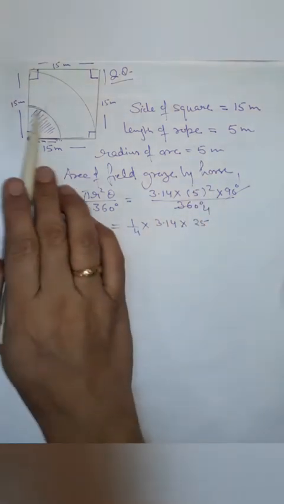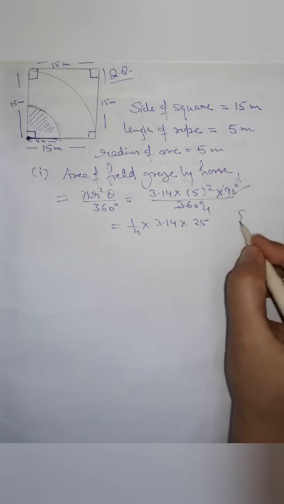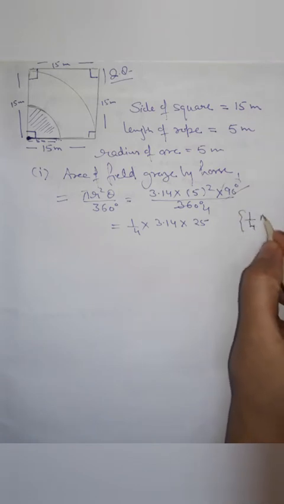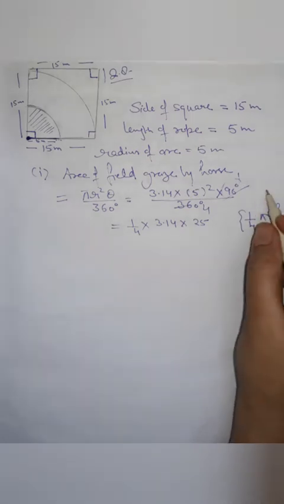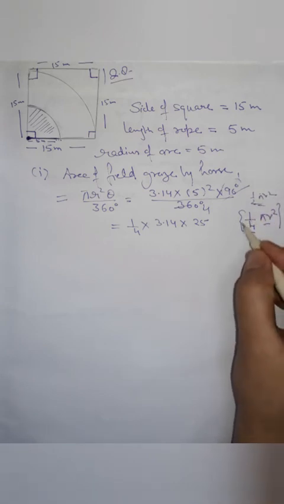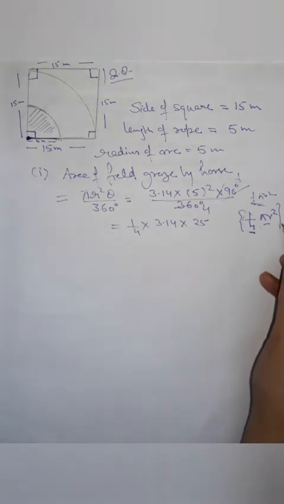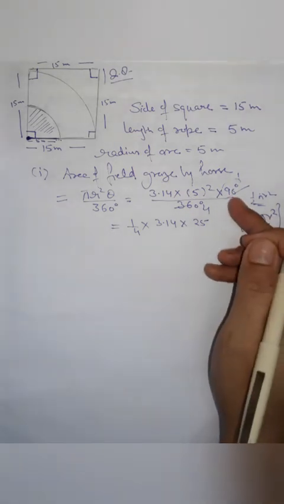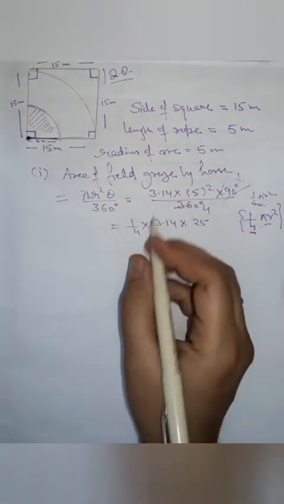As we know that this is a quadrant, so in spite of writing the central angle 90 degree directly, we can write 1 by 4 pi r square. As area of circle is pi r square, area of semicircle is 1 by 2 pi r square, and area of quadrant, meaning 1/4 part of circle, will be 1 by 4 pi r square. Or if you put the central angle, even then you get the same values.